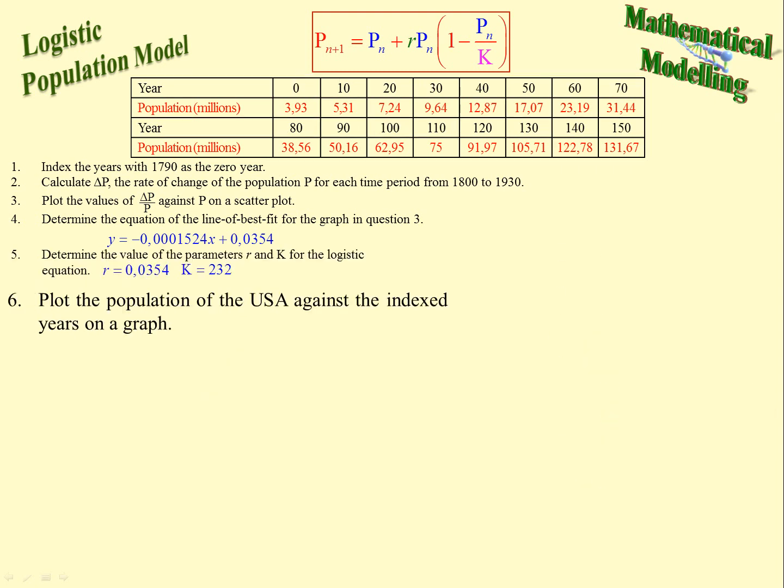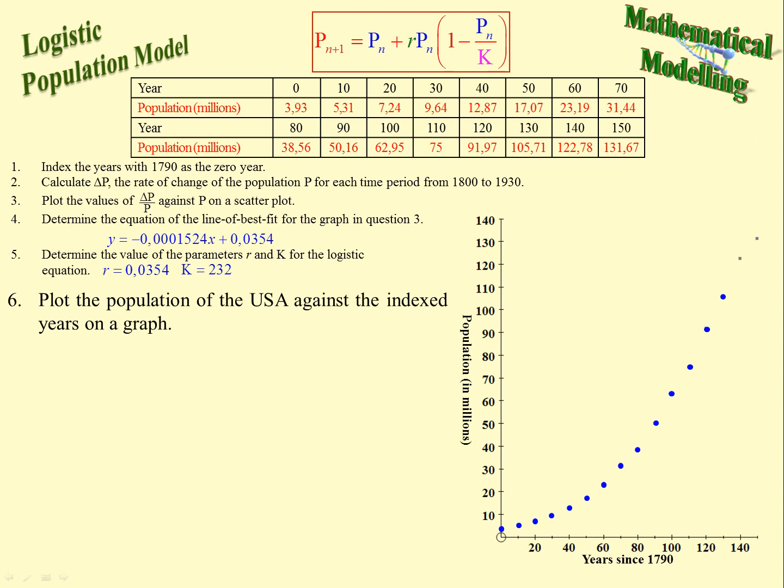Plot the population of the USA against the indexed years. So in other words, it's the population against these years. Here it is, and it seems to be forming. I think if this goes further, it's likely that it's going to actually flatten out there, yes. It looks a bit like an ogive curve too.